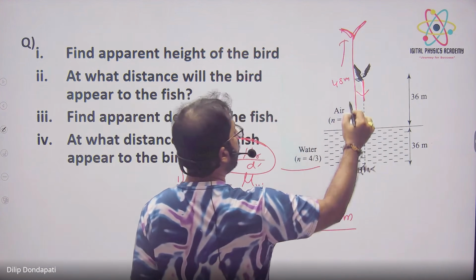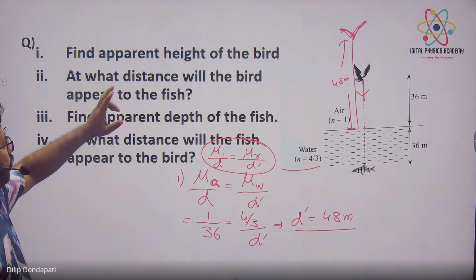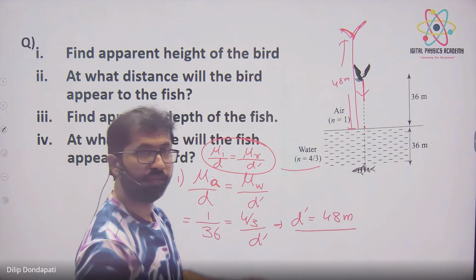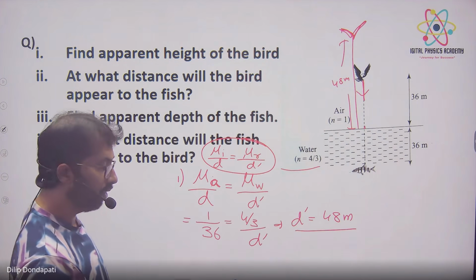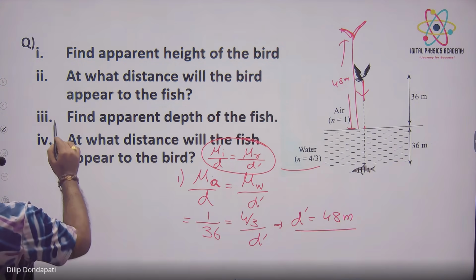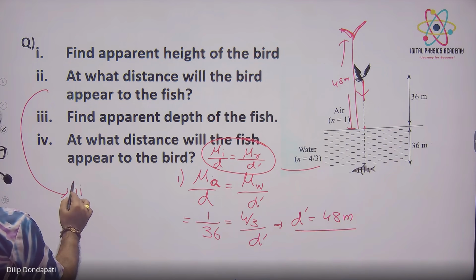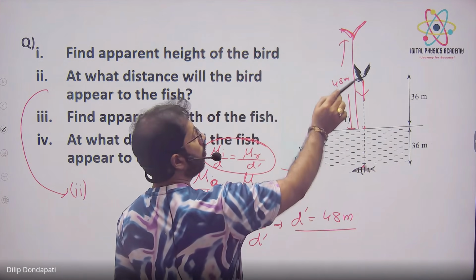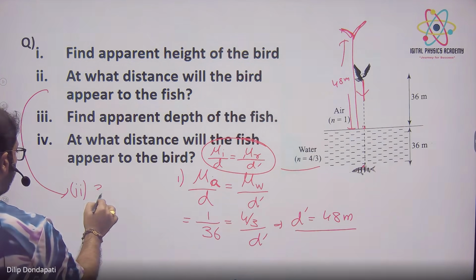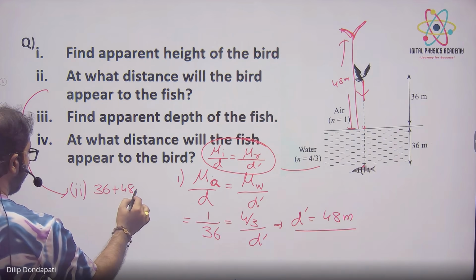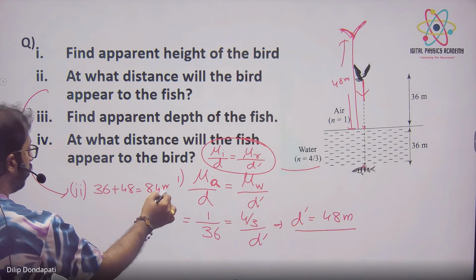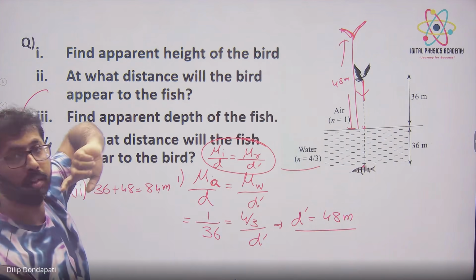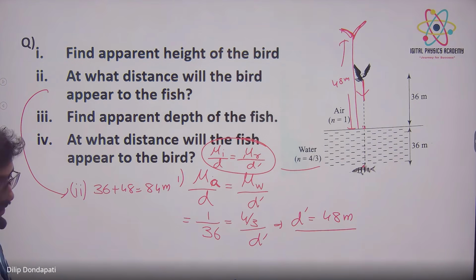Okay, now tell me at what distance will the bird appear to the fish? Tell me the total distance. From the fish, how far is the bird now? Second question. Tell me how far it is. This is 36 plus 48, which is 84. So the fish feels the bird is 84 meters away. Now try the second one, the third one.